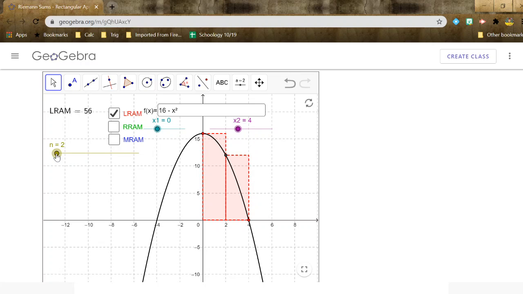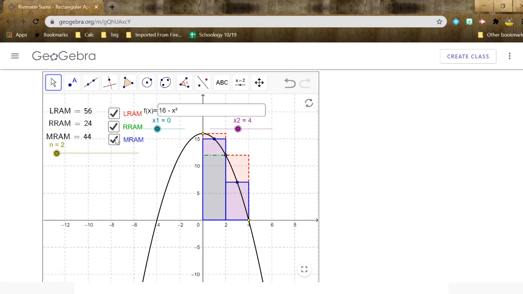we start increasing n. Look at what happens when I have two rectangles. Now all of a sudden, instead of having an LRAM of 64, I have an LRAM of 56. 56 is still bad because we still have these hanging off bits, but it is going to be closer than that 64 because we've eliminated this space up here from being counted as well. And I can put in my RRAM, you can see a better approximation, and my MRAM right there.